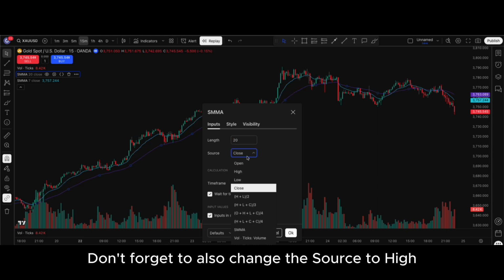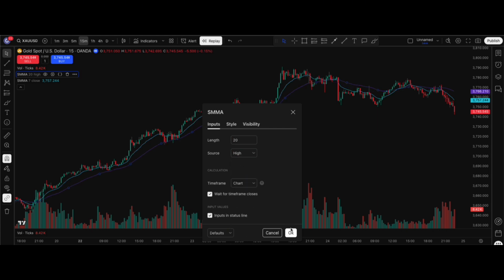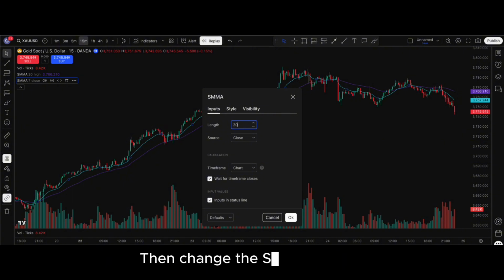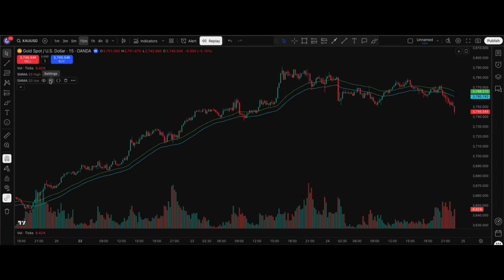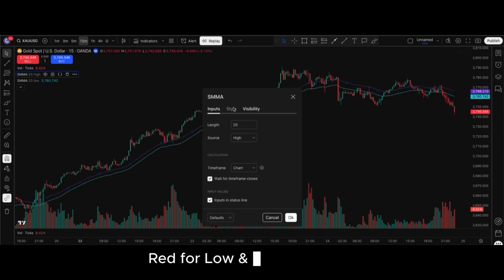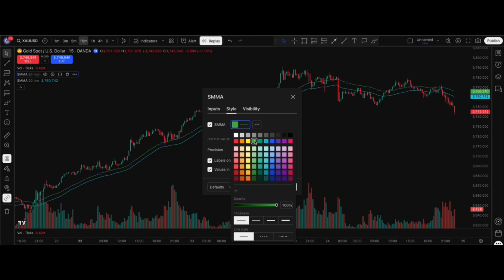Don't forget to also change the source to high. Change the length for the second MA to 20, then change the source to low. Make sure to change the colors of both your moving averages, red for low and green for high.